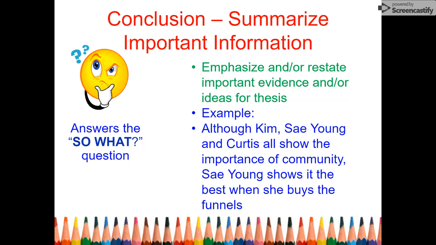Now let's look at the example. Although Kim, Se-young, and Curtis all show the importance of community, Se-young shows it the best when she buys the funnels. This is the most important evidence to support the entire paper that you've written. So in summarize important information, you are restating the most important evidence, the most important points. So please make sure you've copied this down. Not the example, unless you want to, of course.